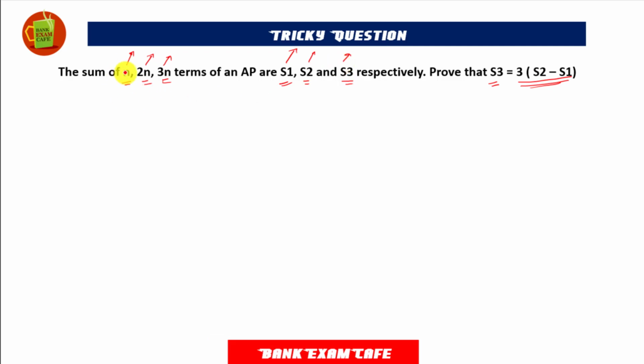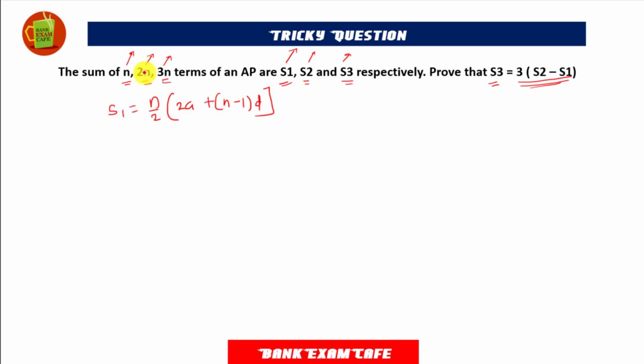So for the first n terms, the S1 will be what? It will be n by 2 into bracket 2a plus bracket n minus 1 close the bracket into d. So this will be the sum of the n terms.